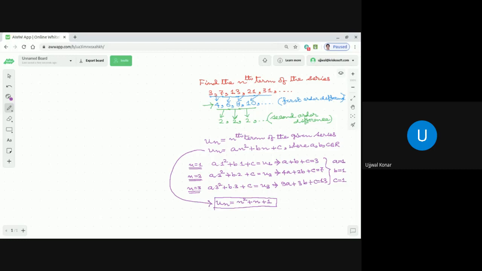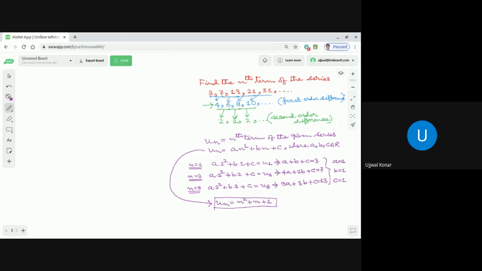So now, how can you verify that you have done it correctly? Put n equal to 1. U1 is already given as 3, and you get 1 square plus 1 plus 1, which is 3. Put n equal to 2; U2 should be 7. So 2 square is 4, plus 2 plus 1, that is equal to 7. Are you getting my point?